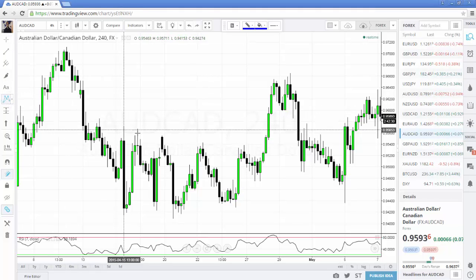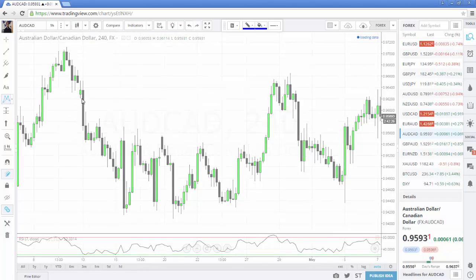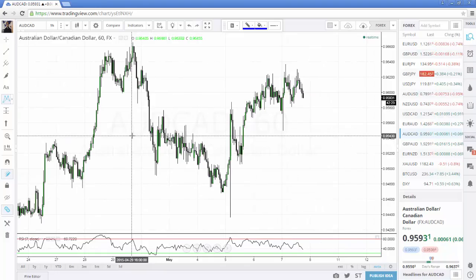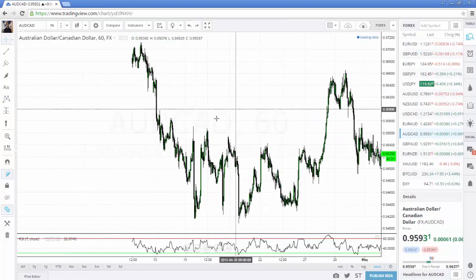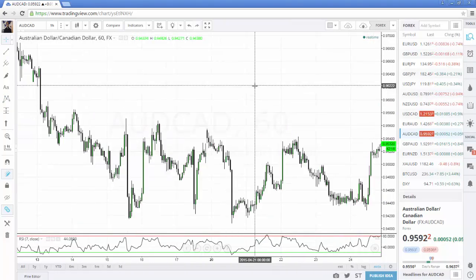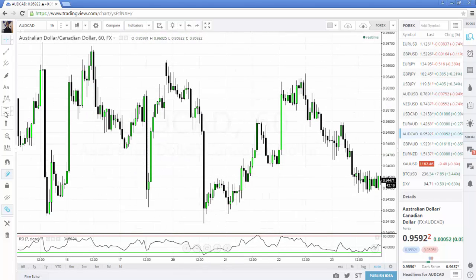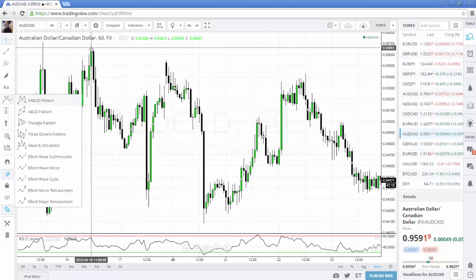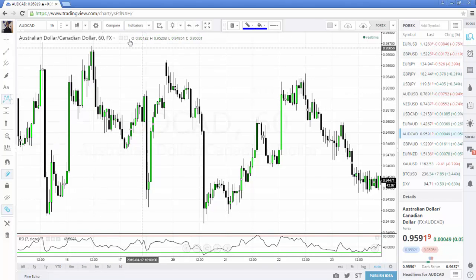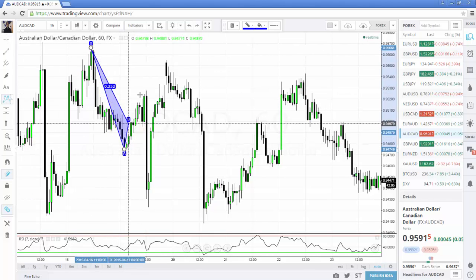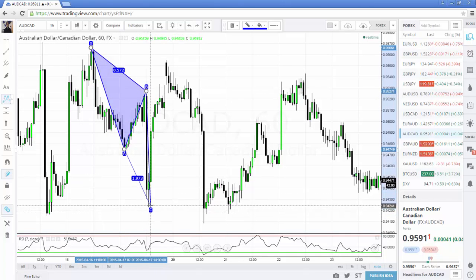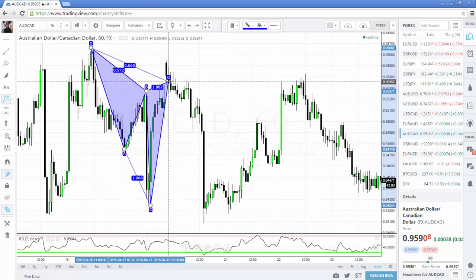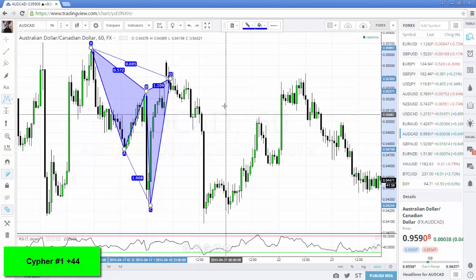We started off right here. A lot of these can be seen. I'll actually go down to an hourly, make it a little more clear for you guys. Let's start on the hourly, and let's draw out our first Cypher right here. We're looking at an X to A. I should use this tool, make it simple. There we go. We're looking at an X to A to B, B to C, CD completion right up in this area for Cypher number 1.